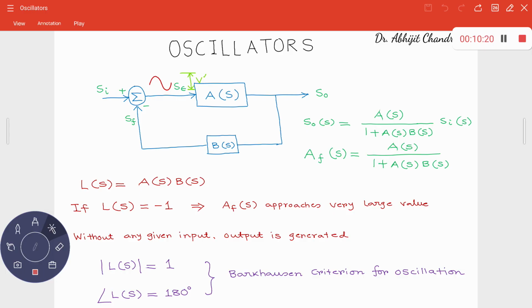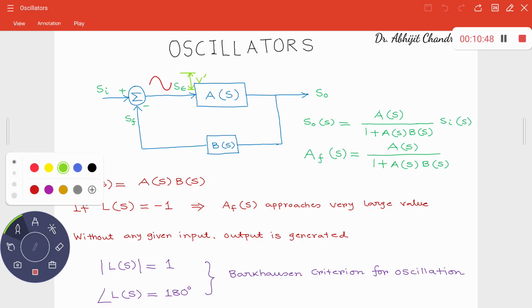What is the loop gain? Loop gain is equal to L(s), that is equal to A(s)B(s), that is equal to -1. That means there is no change in the magnitude, but there is a phase reversal by 180 degrees. Whenever the signal reaches this point, you have the same signal, same magnitude, with a phase reversal.